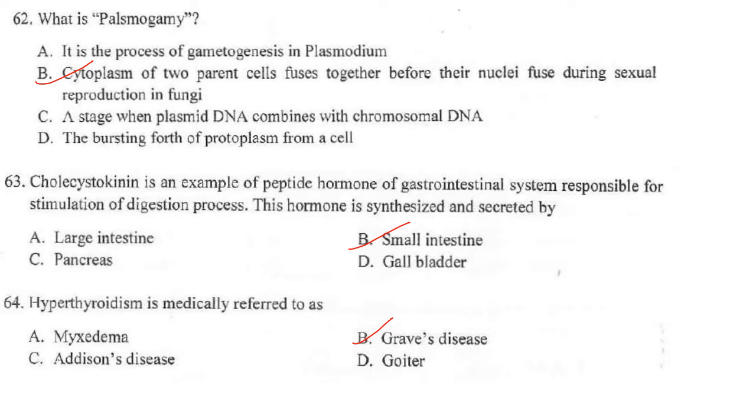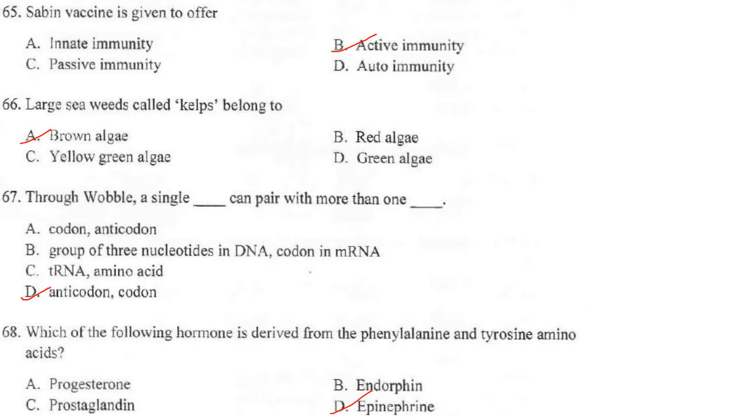Answer is option B. Hyperthyroidism is medically referred to as Graves' disease. Answer is B. Then Sabin vaccine is given to offer active immunity. Answer is B. Large seaweeds called kelps belong to brown algae. Answer is A. Through wobble, a single anticodon can pair with more than one codon.